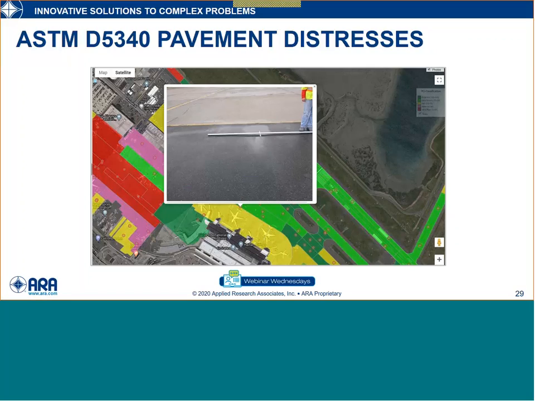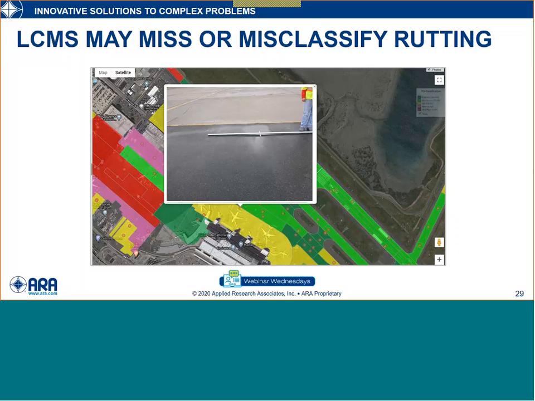I had mentioned rutting being more difficult to identify on an airfield than on a road. Here's an example of why that might be the case. If we're driving an LCMS, we're going to be driving parallel to the taxiway, some kind of straight lines this way. And you can see that the planes backing off this concrete ramp are creating some pretty big ruts as they back off that concrete onto the asphalt.